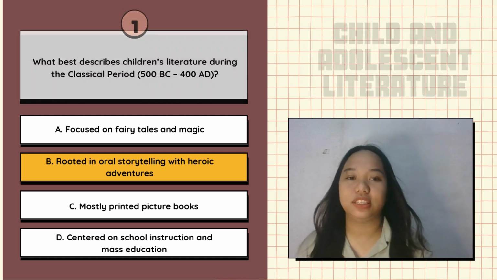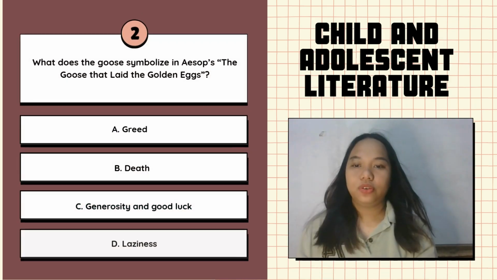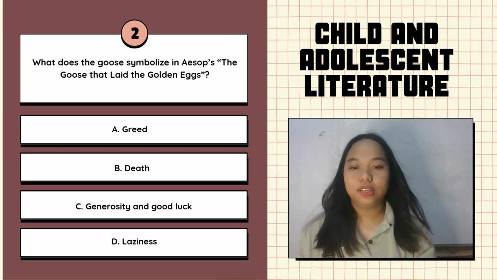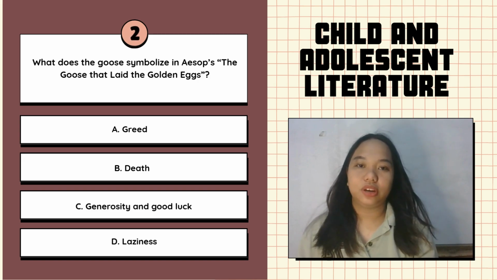So for our second question, what does the goose symbolize in Aesop's The Goose That Laid the Golden Eggs? Letter A, greed. Letter B, death. Letter C, generosity and good luck. Letter D, laziness.